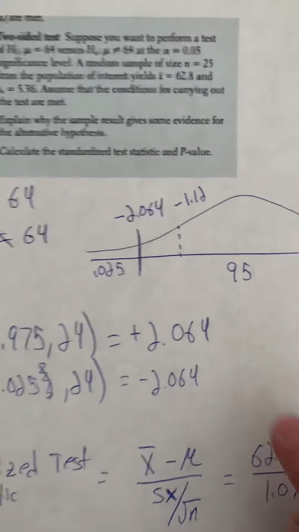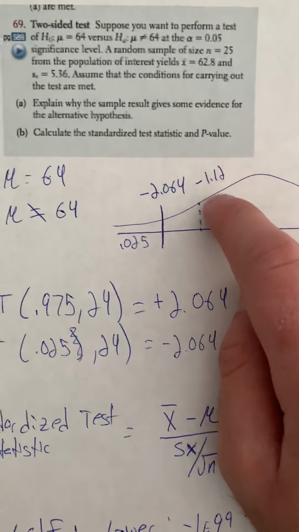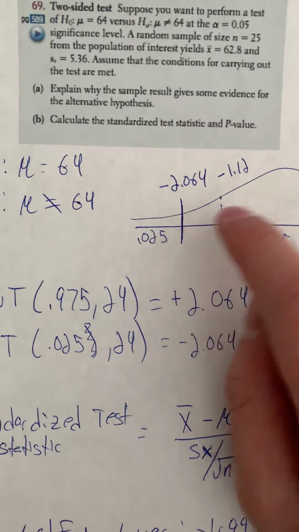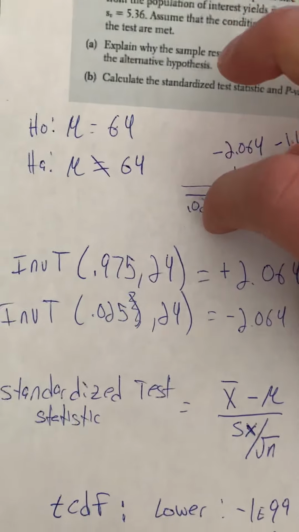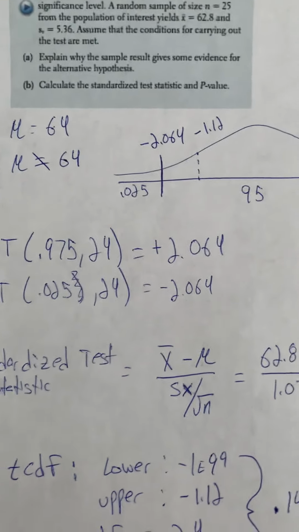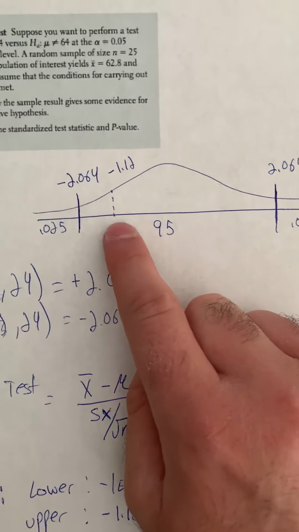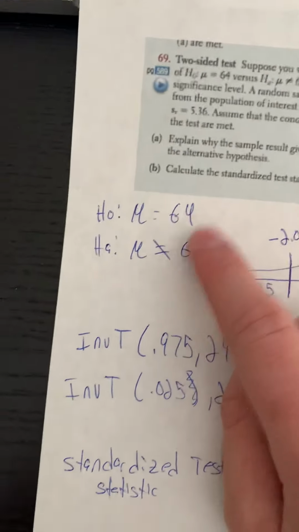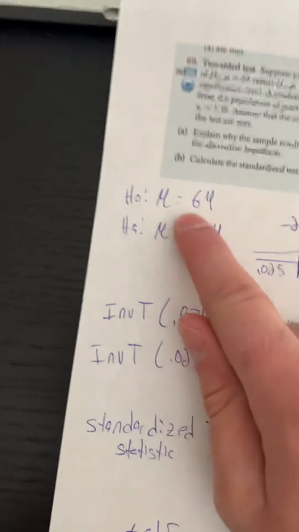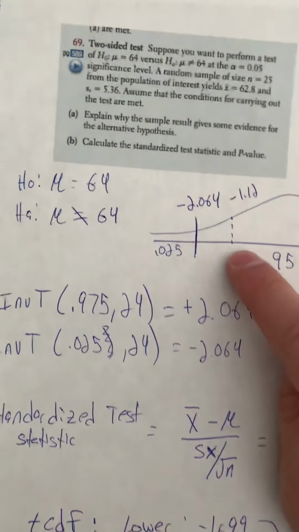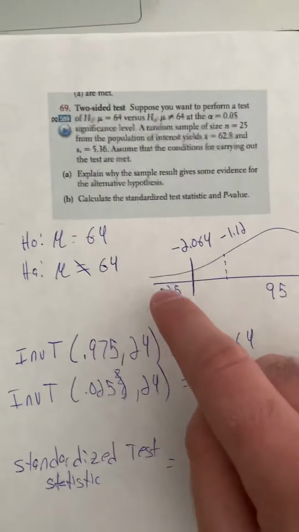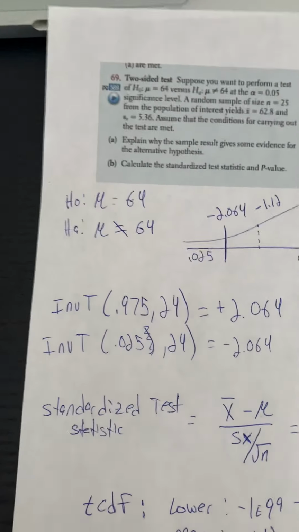So if I'm looking at my distribution, right, negative 1.12 is here, negative 2.064 is here. This standardized test statistic did not fall in this region that would have me reject the null, okay? It happens frequently enough, purely by chance, given that the actual mean is 64, that I do not have strong enough evidence to say the mean is not equal to 64. I have some evidence because my sample result is 62.8, but it's not strong enough. It's just not far enough away for me to make that conclusion, right?